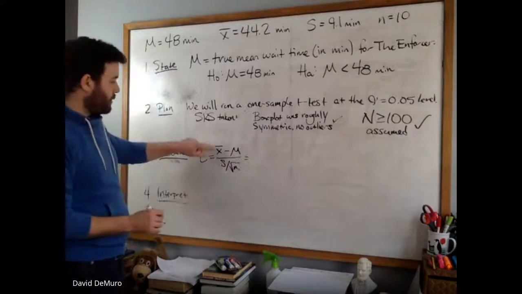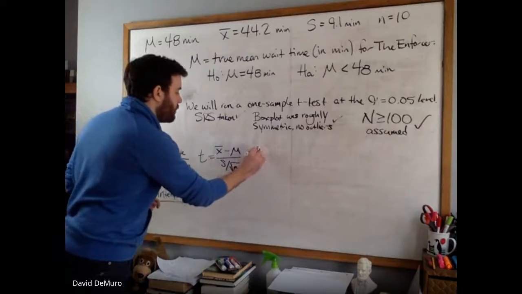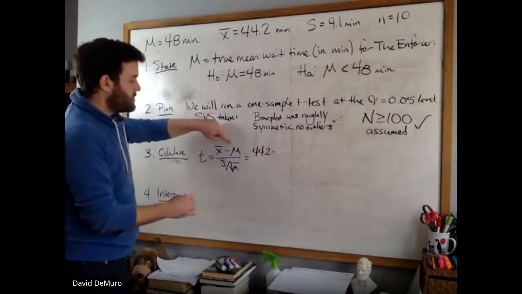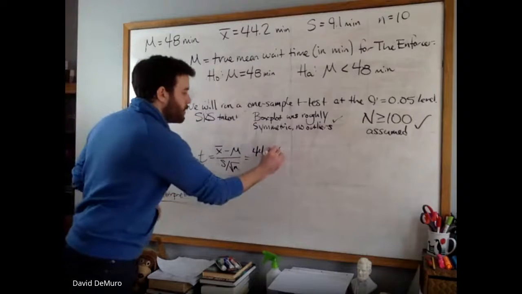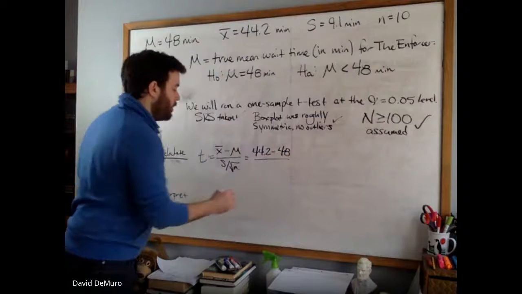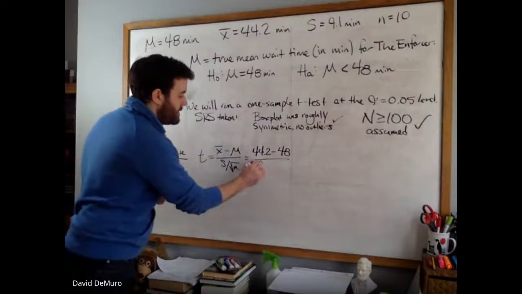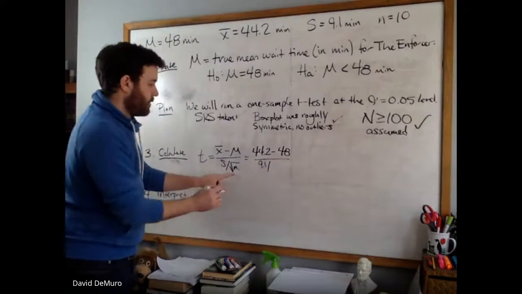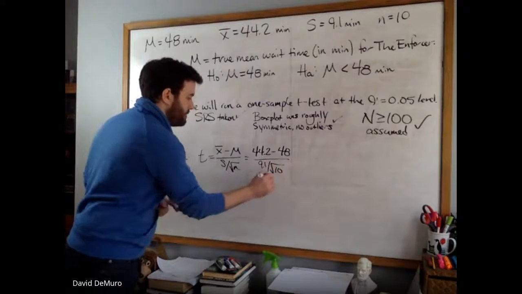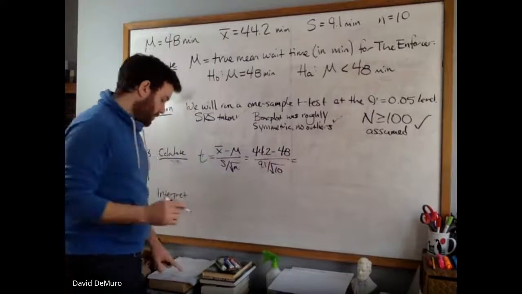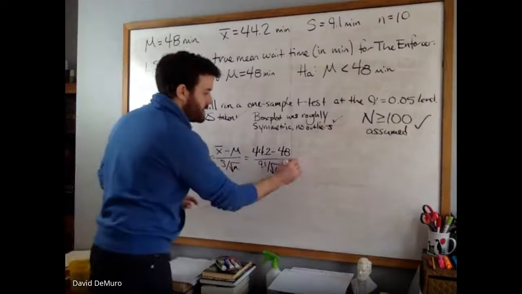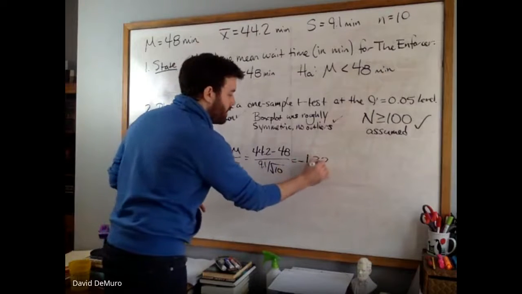Well, our sample mean x bar was 44.2 minutes, minus mu from the null hypothesis, 48 minutes, over the sample standard deviation, s, 9.1, over the square root of the sample size, 10. Run that through on a calculator, you're going to get a test statistic of negative 1.32.